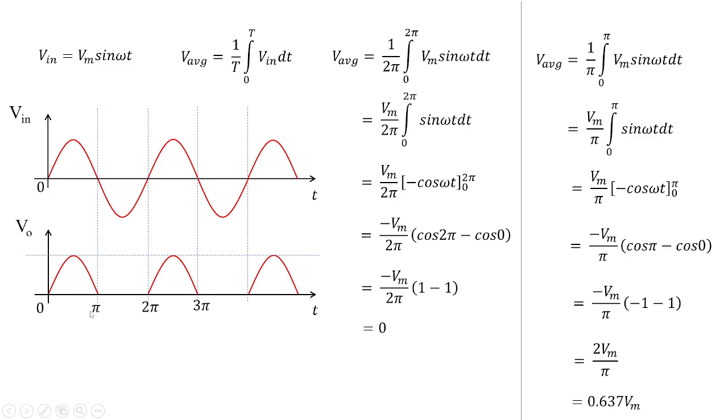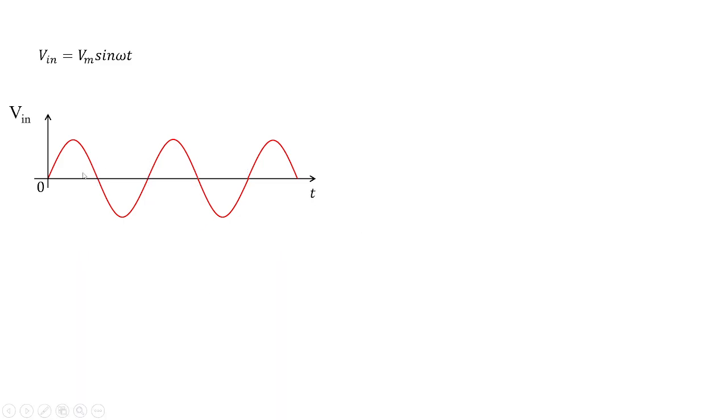You can see the intervals 0, pi, 2 pi, 3 pi, and the cycle keeps on repeating like that. For a complete cycle, that is from 0 to 360, it is treated as one complete cycle, so for that the average value is 0. Whereas if you account for the positive peak, or the negative peak, for the positive peak the average value we got is 0.637 Vm, and similarly for the negative peak, it will be minus 0.637 Vm.